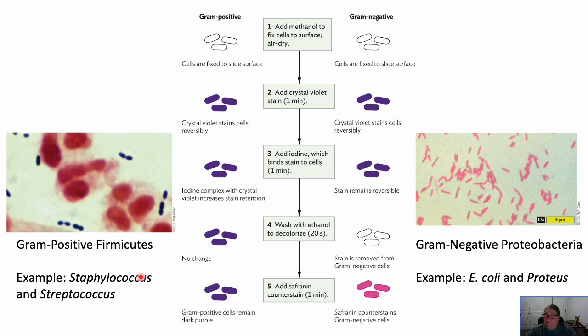We can also have Streptococcus genus. Okay, this is going to be the bacteria that causes things like strep throat. Okay, these are all going to be purple. Okay, because they have that thick peptidoglycan layer. Now, gram-negatives, these are what we call proteobacteria. So proteobacteria, we find it mostly in the gut bacteria. So this is going to be things like E. coli and Proteus bacteria. Okay, so things that we find in our gut are going to stain pink.